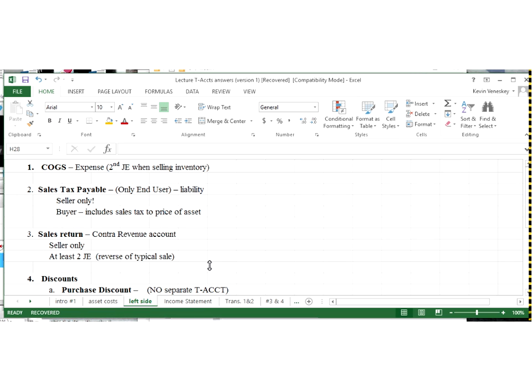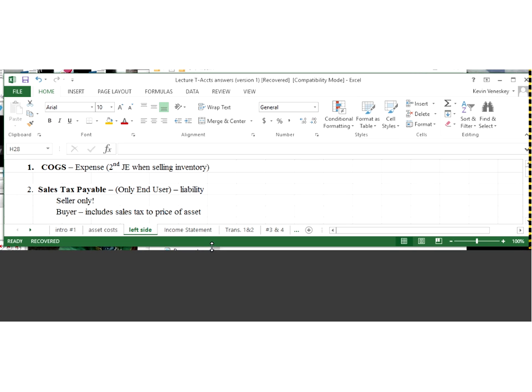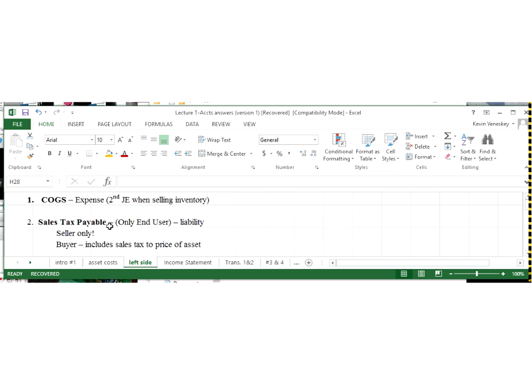Actually, before we do that, the next thing I wanted to look at on our list of new stuff, our new account, is called sales tax payable. Sales tax payable, that's a liability. And sales tax only goes to the end user.